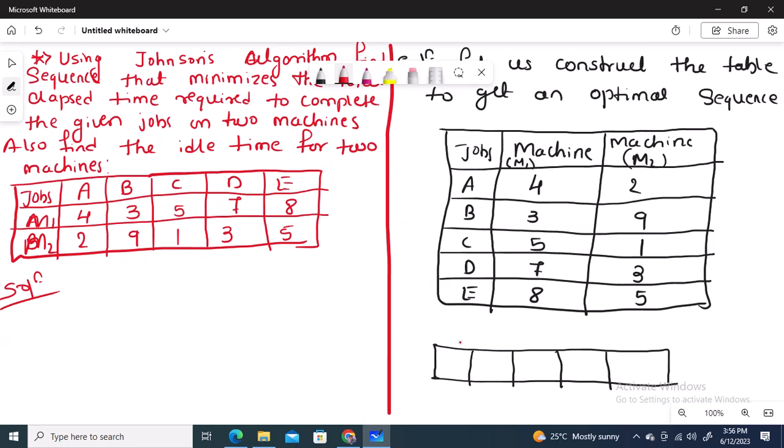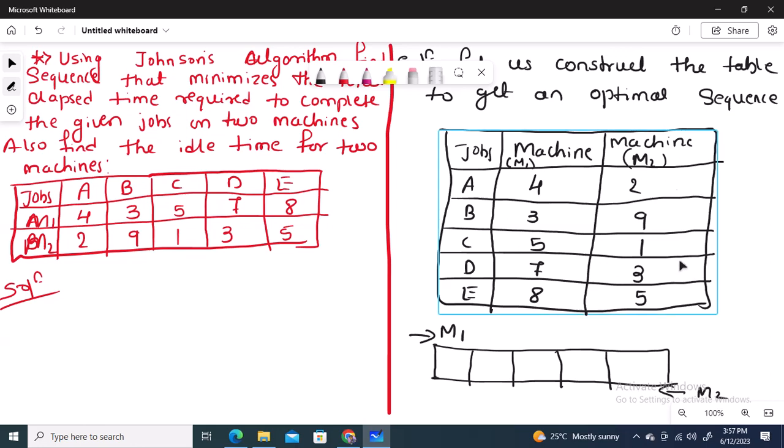So you can see here in this table, in this particular one simple row with 5 columns, what it indicates is the optimal sequence. This direction is usually the M1 machine direction. This direction is usually the M2 direction. Now, how do we find out the optimal sequence?